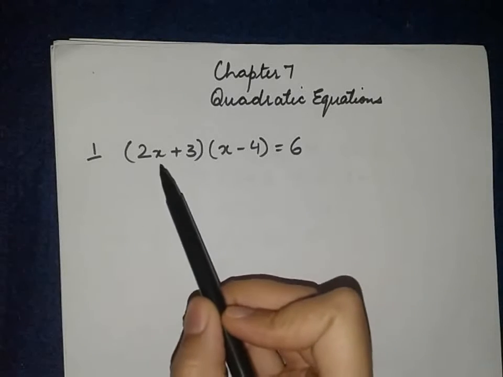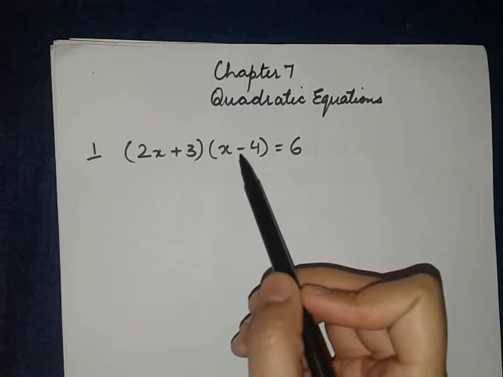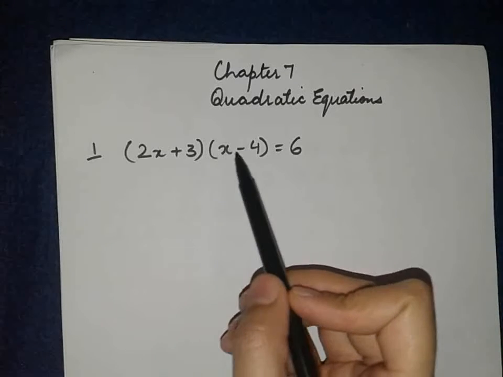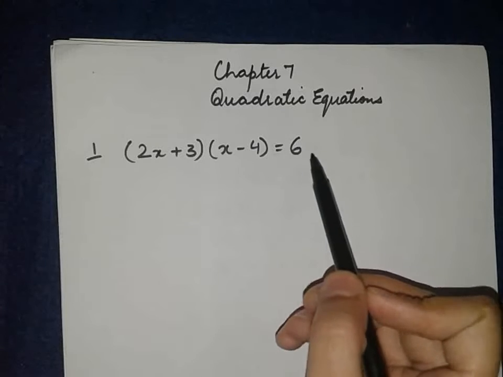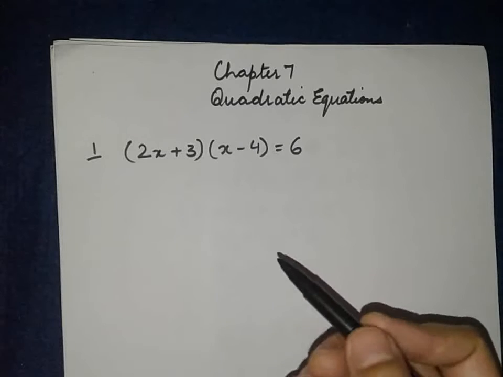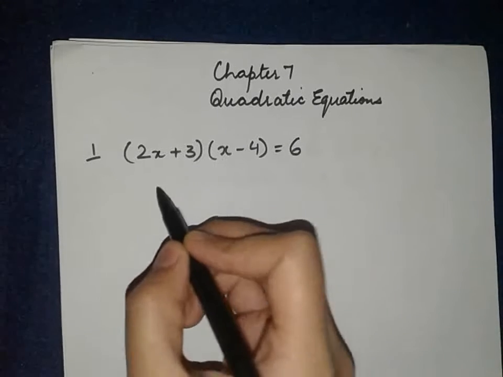The first question I am taking is (2x + 3)(x - 4) = 6. There are two brackets, two expressions, but they are not equal to 0. They are equal to 6. How do you solve such questions? The first step in solving it will be multiplying the brackets. We will form the quadratic equation of the form ax square plus bx plus c is equal to 0. So we will simply multiply the brackets.